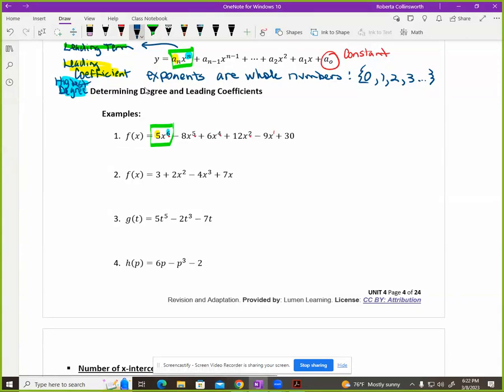So we're going to write down what all of those parts are. So we have our leading term. I'm going to write LT for leading term is 5x to the 6th power. My leading coefficient is 5, and my degree is 6. Another thing that we call degree is n.